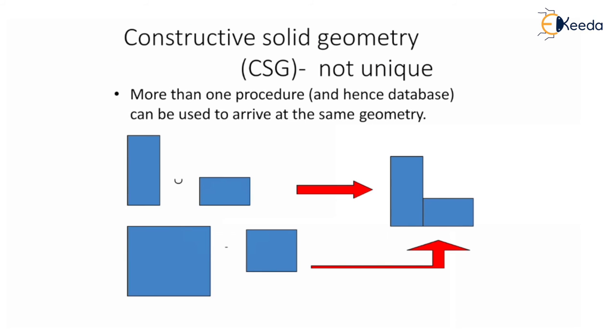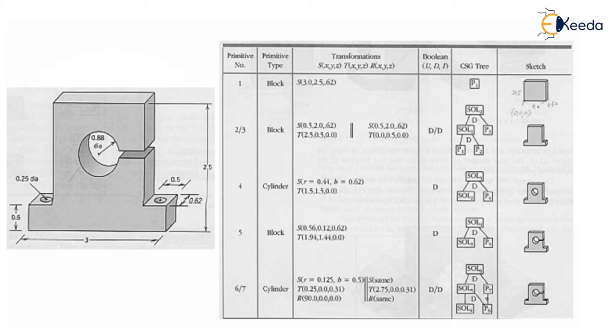So remember this thing. Constructive solid geometry, CSG, is not unique, there is more than one procedure, and hence the database can be used to arrive at the same geometry. For example, as shown in the figure. If there is non-uniqueness, how will you make it unique? So here there is an A union B option, you can easily join. Or there is an A minus B. So the second option is also correct. From A, if you cut out the upper part, that is also possible. So that is the non-uniqueness in CSG geometry. There is more than one procedure.